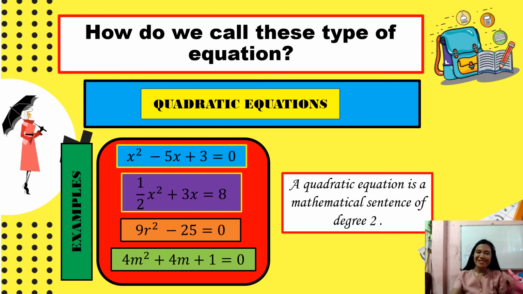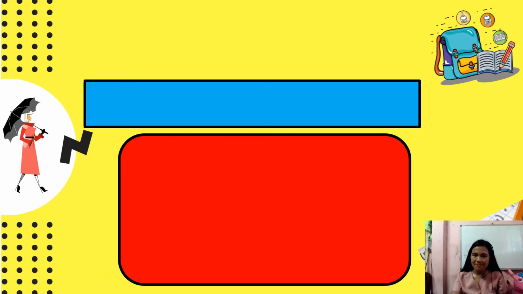I hope you understood. It should not be greater than 2 or less than 2. 2 is really the highest exponent, because a quadratic equation, again, is of the second degree, or of degree 2.